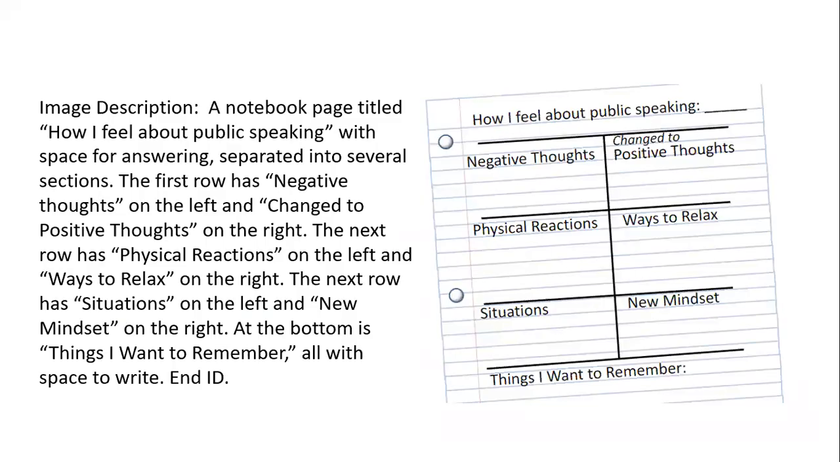And now here's how the image description of the second diagram might look. A notebook page titled How I Feel About Public Speaking, with space for answering, separated into several sections. The first row has negative thoughts on the left and changed to positive thoughts on the right. The next row has physical reactions on the left and ways to react on the right. The next row has situations on the left and new mindset on the right. At the bottom is things I want to remember, all with space to write. Notice how each word from the diagram is included in the description. That's thorough enough to understand the diagram without needing to see it.